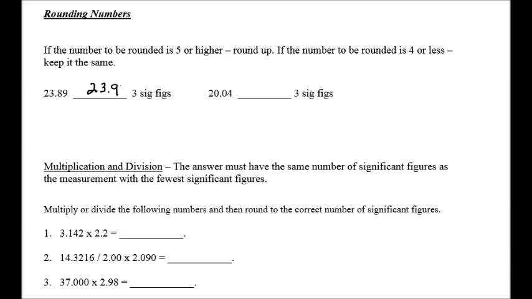It's greater than 5. If we're going to round 20.04 to 3 significant figures, the actual answer is 20.0. Remember, the 0 to the right of a decimal counts, and we have, therefore, 3 sig figs.